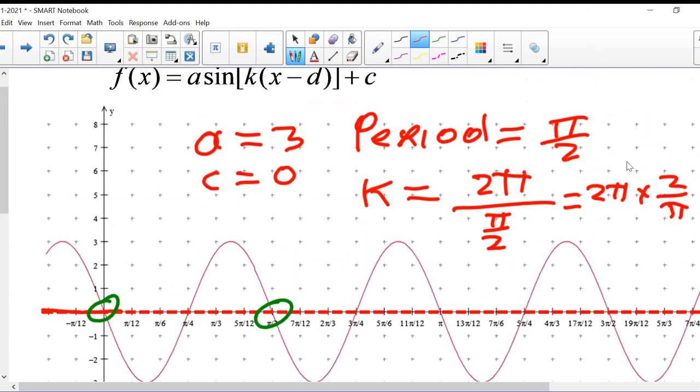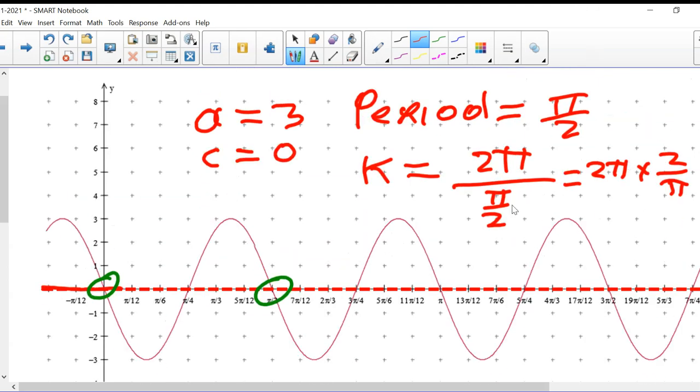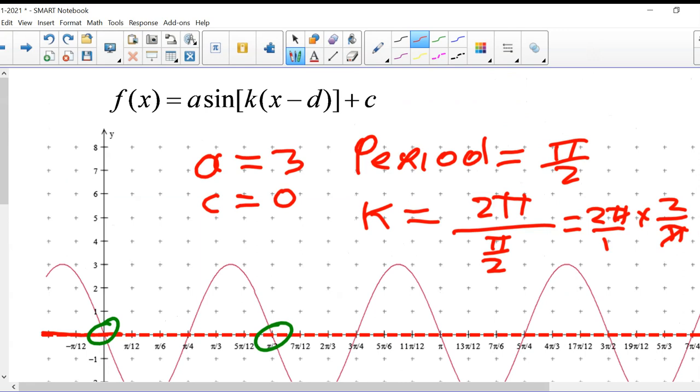And for us to get the k that goes in the function, we take the 2 pi again, divided by pi over 2. Now, dividing by pi over 2 means multiplying by the reciprocal, which I'm doing here. I'll put this over 1. The pi's are going to cancel out. So it's 2 times 2, which is just 4. So my k is equal to 4. Okay, I just want to separate them. The k is actually equal to 4.